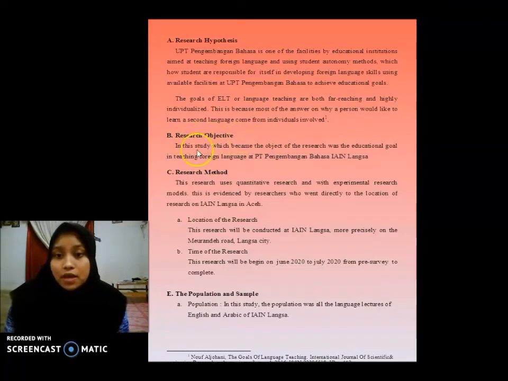Research objective. In the study, the object of the research was the educational goal in teaching foreign language at UPT Pengembangan Bahasa YIN Langsa.